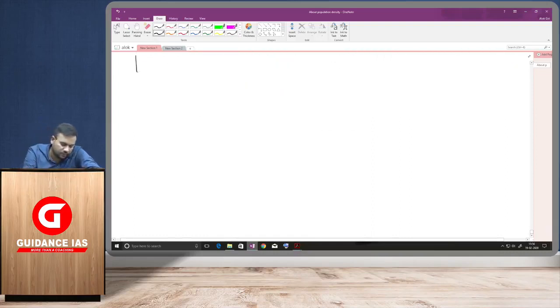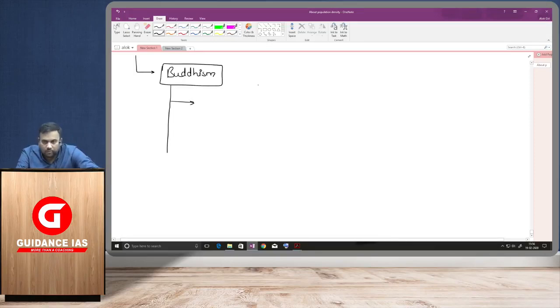So if we start with first Buddhism. Buddhism, very importantly, originated from where? It originated from the eastern core of the Indo-Gangetic hearth. That means the region of Magadh was the area from where it has its origin.